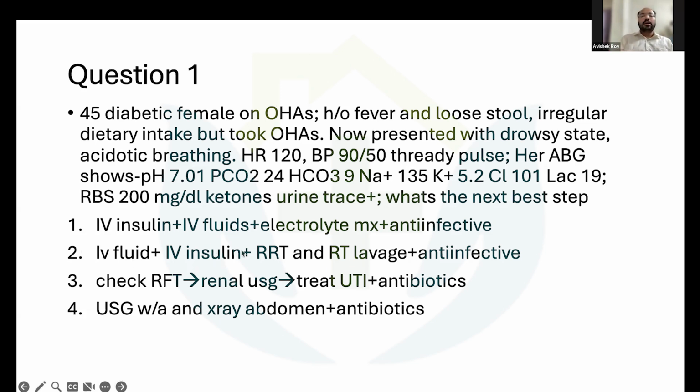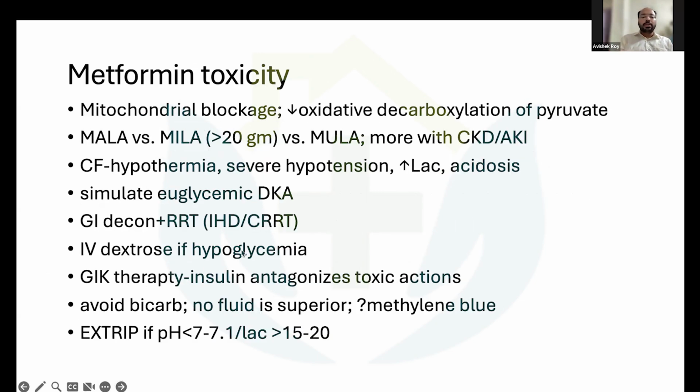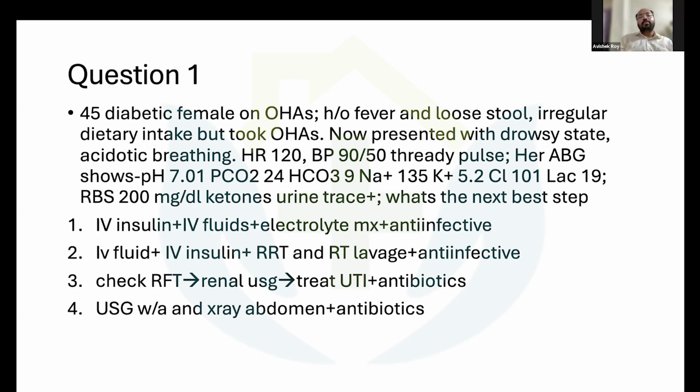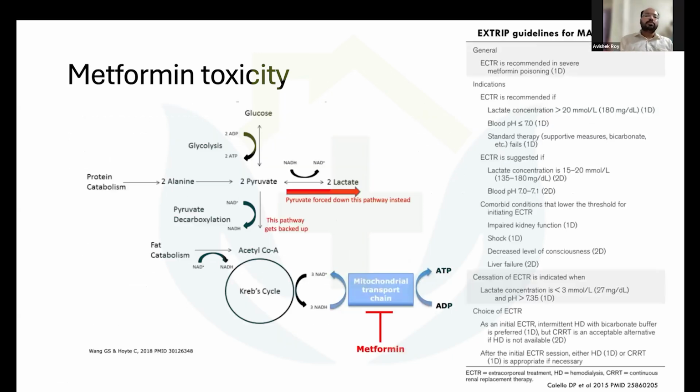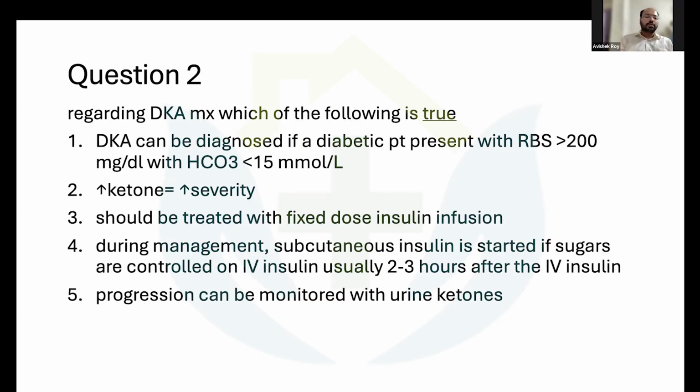You have to go for management with IV insulin. IV insulin here, despite normal sugar, is given because insulin antagonizes the toxin action of metformin. It reduces the fatty acid breakdown, catabolism of the proteins and all. So it is given for other purposes, not per se because of DKA. So IV insulin, and the choice is anti-infective, which we have to give because the patient has a history of some kind of sepsis or some infective focus.